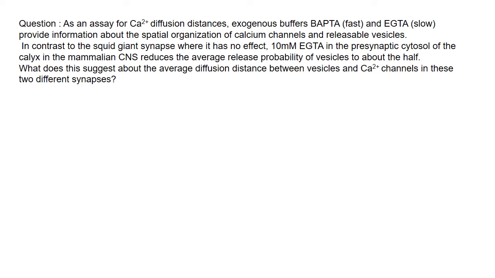For example, in the squid giant synapse, EGTA, which is slow, has no effect. But if you use 10 millimolar EGTA in the presynaptic cytosol of the calyx in the mammalian CNS, this will reduce the average release probability of vesicles to about half. So in the squid it has absolutely no effect, while in the mammalian CNS it reduces it by about half. What does this tell you about the average diffusion distance between the vesicle and calcium channels in these two different synapses, where they are closer to the vesicles and where they are further away?